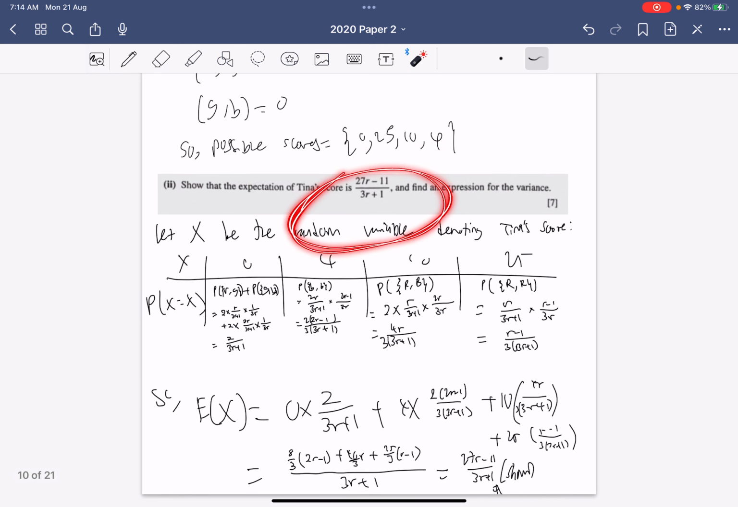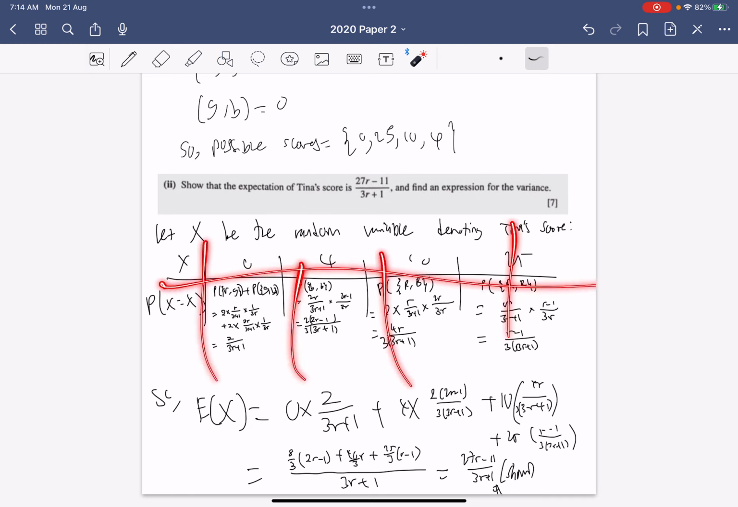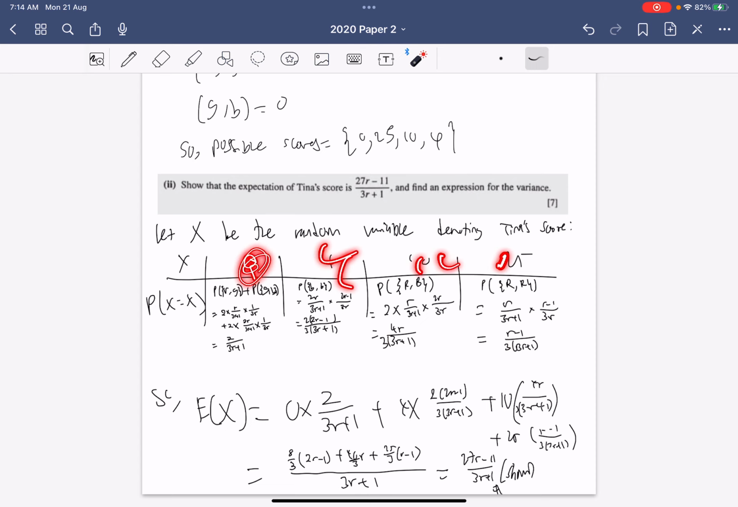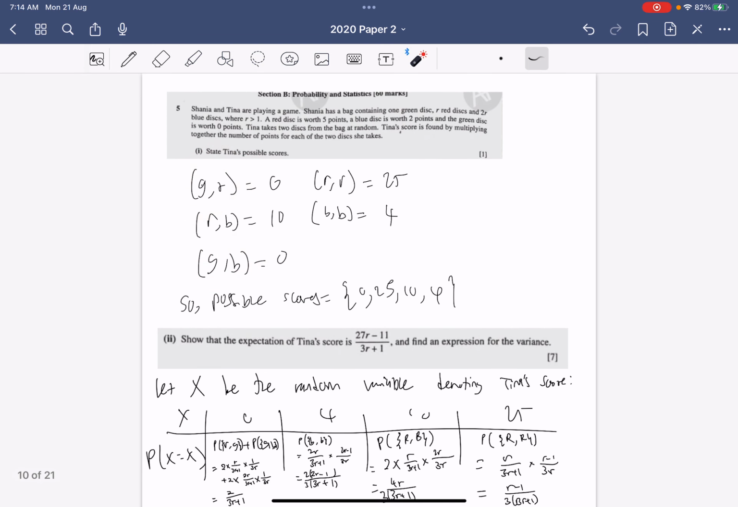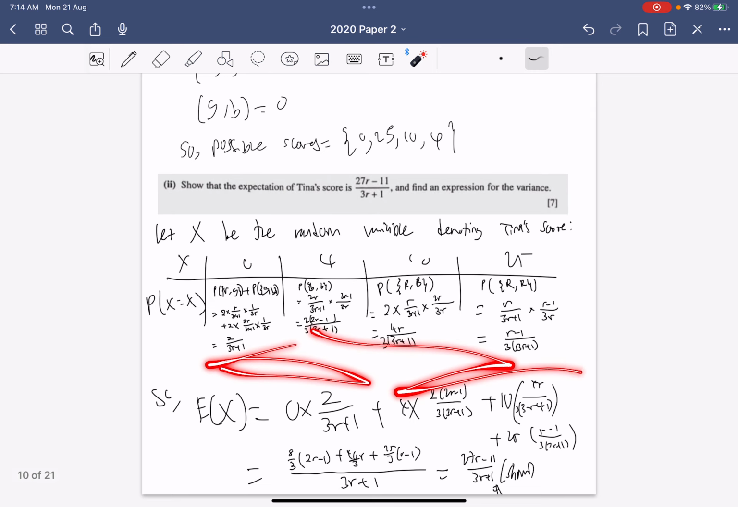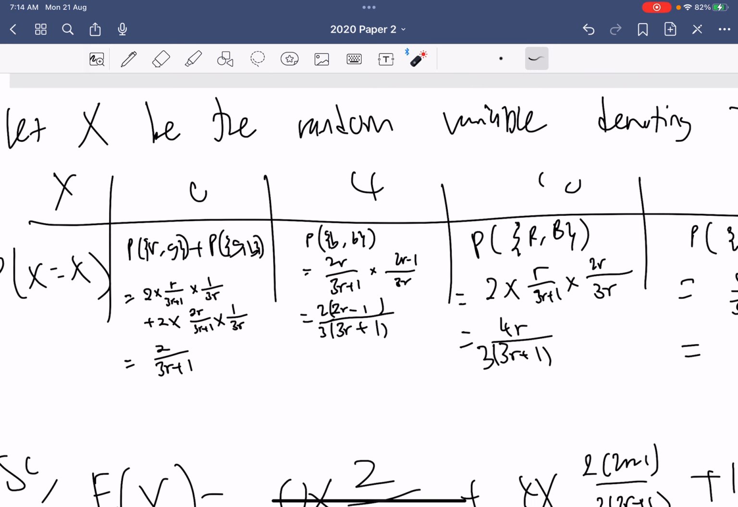And we're supposed to show that the expectation is this and find the variance. So we just draw the probability distribution table with 0, 4, 10, and 25. Then you calculate the probability for 0, which is the probability of this and this occurring. Probability for 4 is this, probability for 10 is this, and probability for 25 is this. So you just calculate the different probabilities using the counting way. Let's just take a random one like blue blue. So you got 2R over 3R plus 1. Then the next one is 2R minus 1 over 3R.